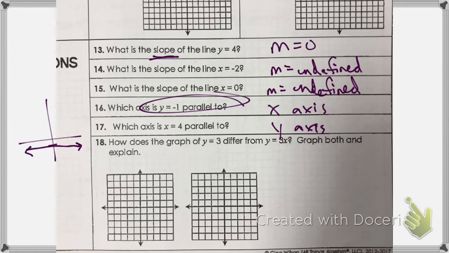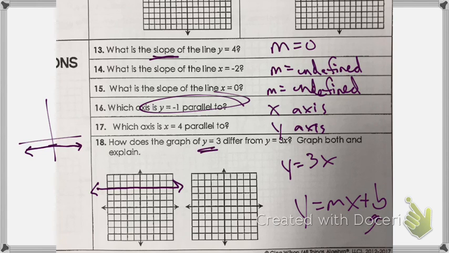Okay, let's check out 18. Camille, help me out with the graph for y equals 3. What would that graph look like? Horizontal, yep. So y equals 3 would be right here. It's got 0 slope. And then I'm going to have Lauren help me with this one. Y equals 3x. What's the point I know that it goes through? It starts at the origin. What's the y-intercept? 0. So it starts here, and what's my slope?